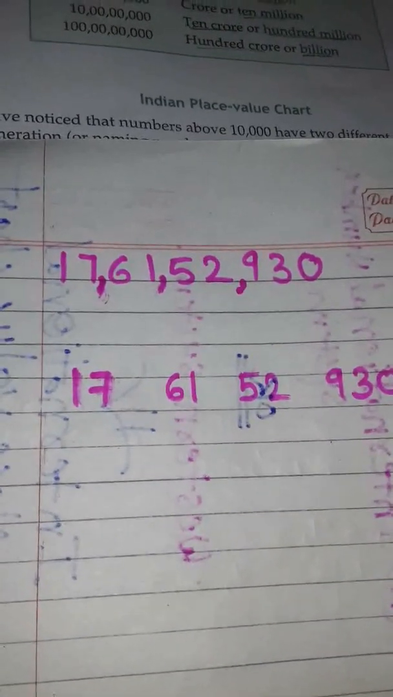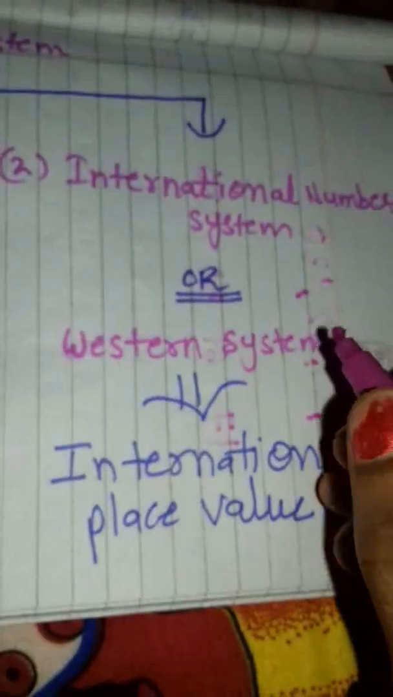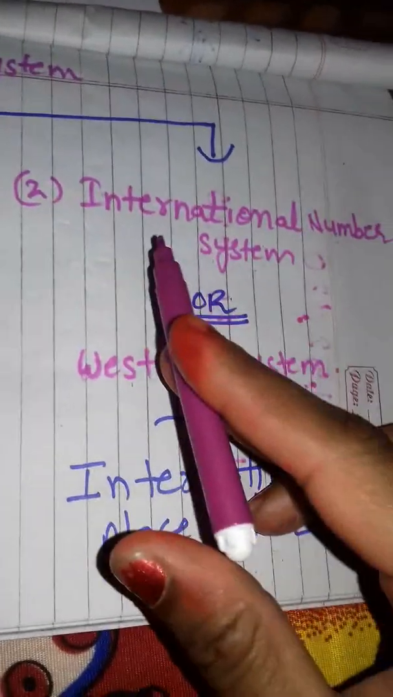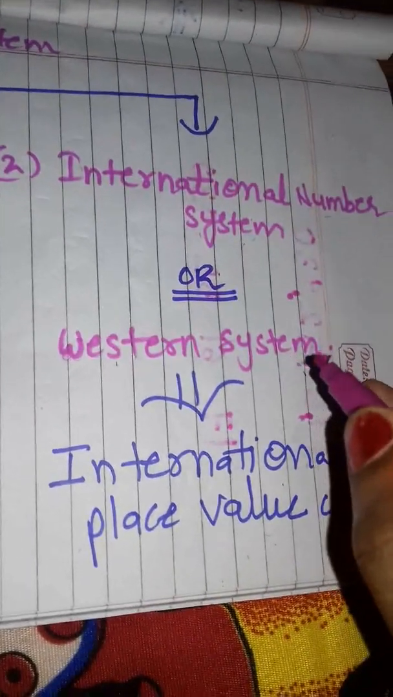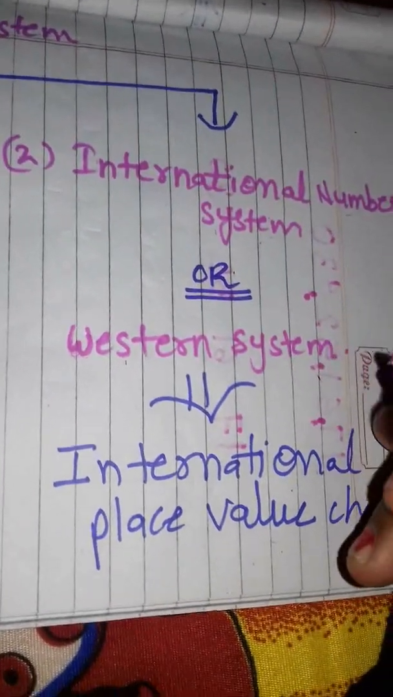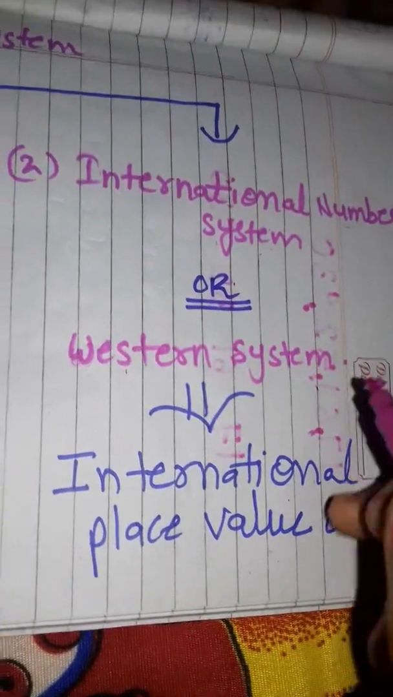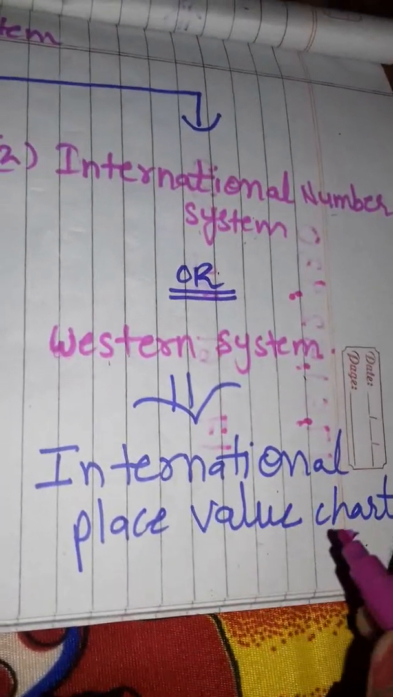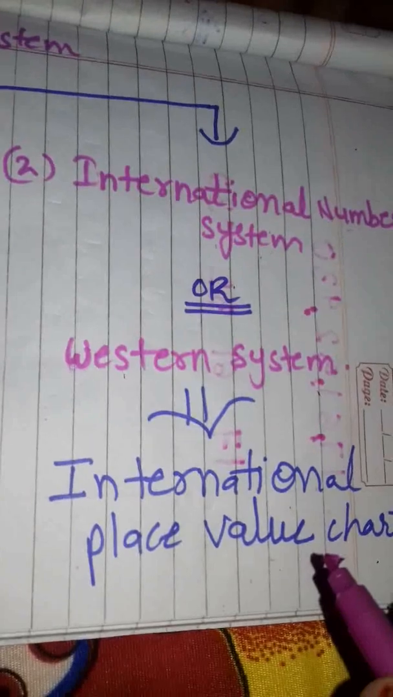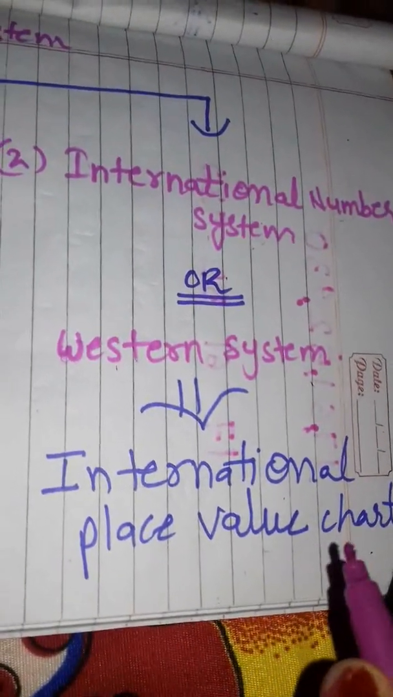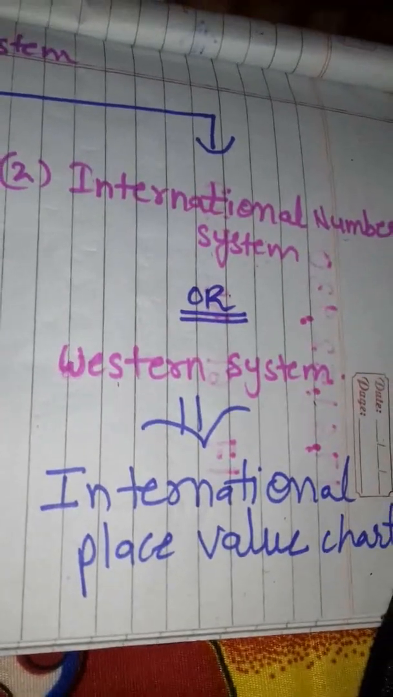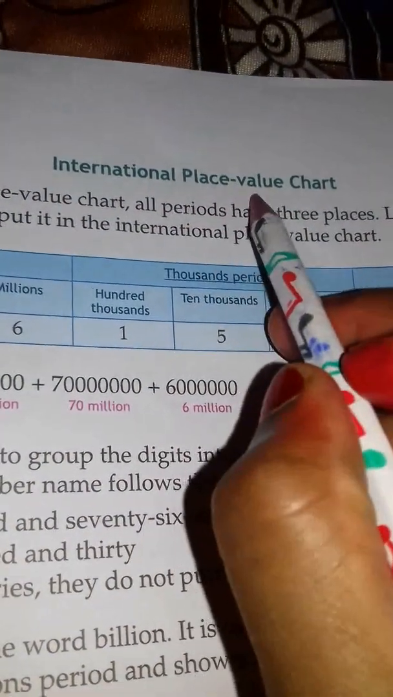Now let's move ahead towards the second number system, that is the international number system or western system. In this, which place value chart are we using, students? Yes, the international place value chart we are using here. In the international number system we are using the international place value chart. So let us see about this chart. International place value chart.